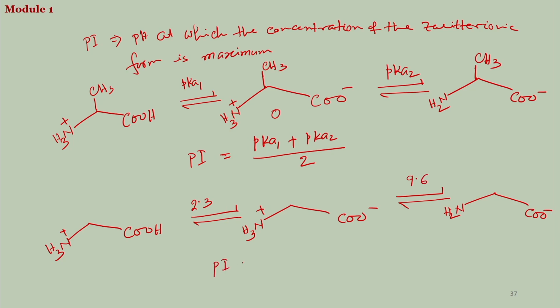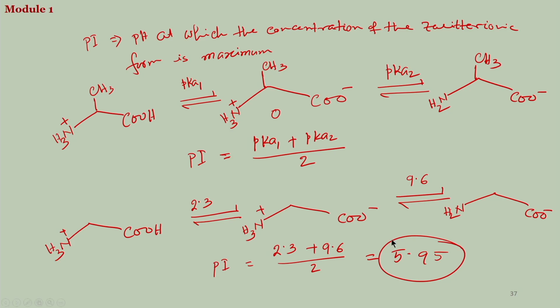So, your pI would be calculated as follows: this is acid, so low pKa, 2.3, and this is basic, so pKa should be above 7, 9.6 in this case. Adding them and dividing by 2, it comes to 5.95. This is the pI of glycine, and it is pretty much a characteristic of glycine.